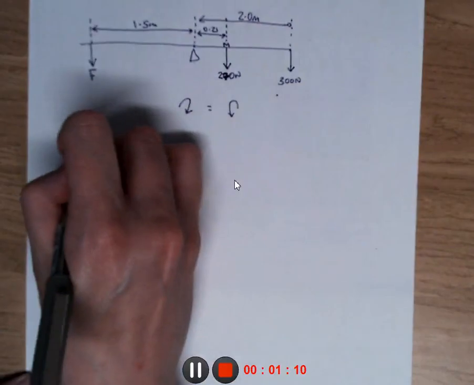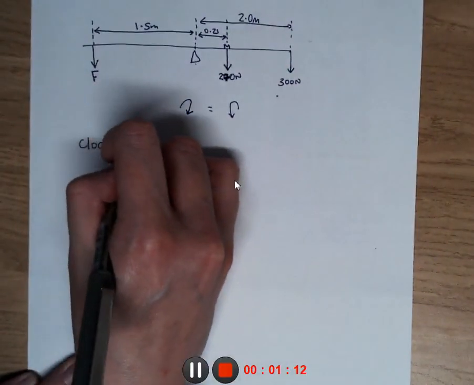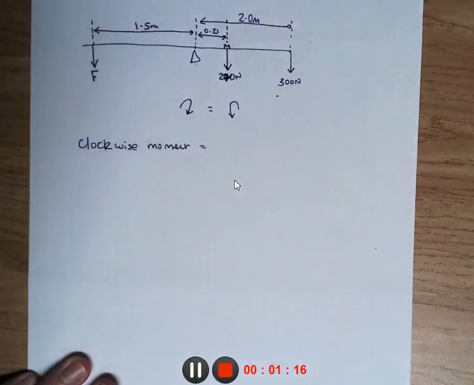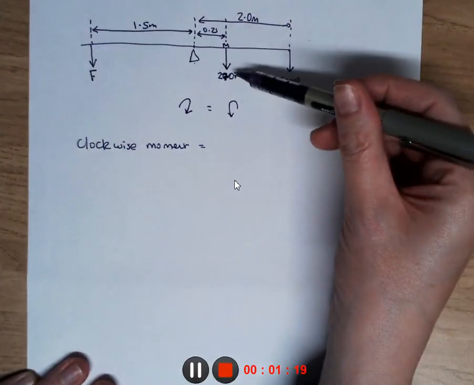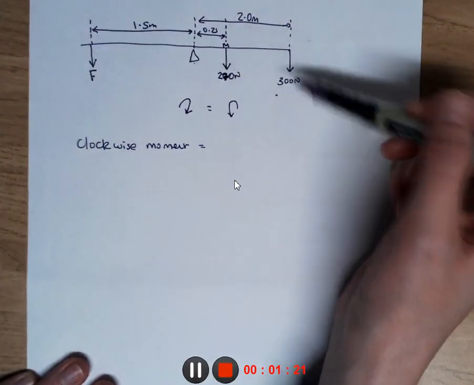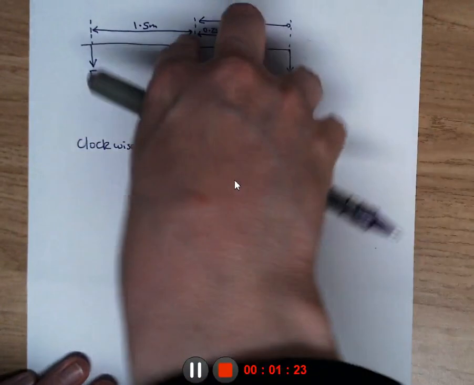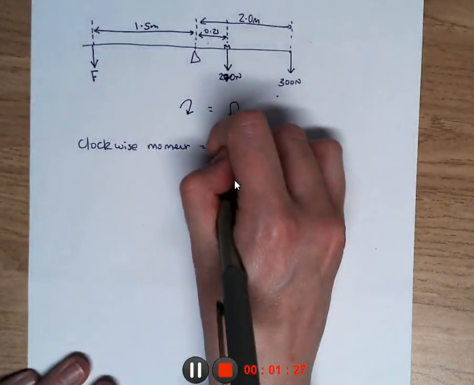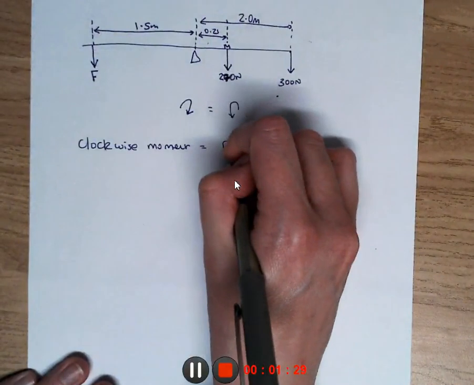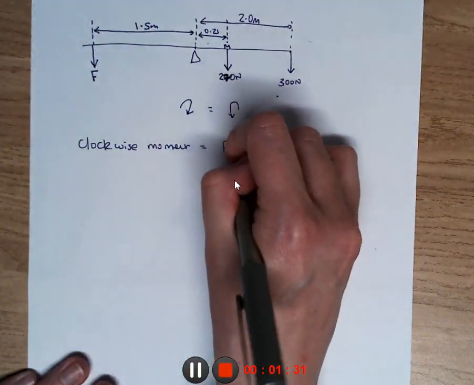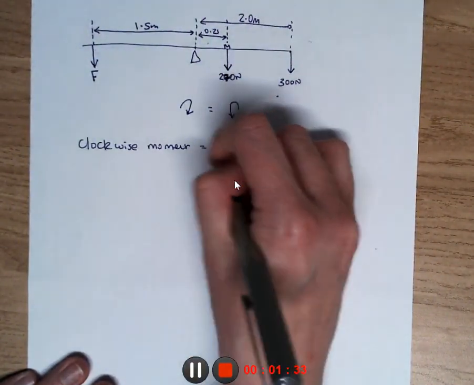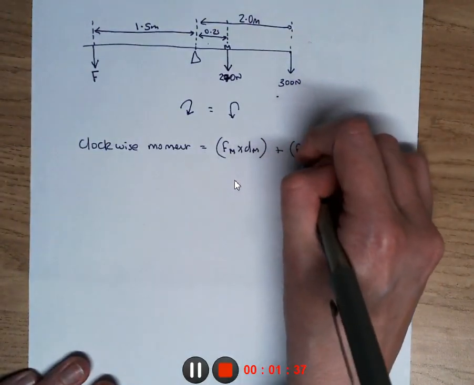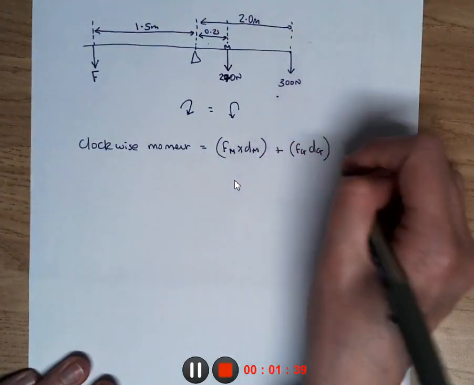So we're going to look at the clockwise moment now. Now the clockwise moment, okay, will be the moment caused by this force and the moment caused by this force, because they're both going to make this turn clockwise, okay? And we need the force at point M times the distance to point M, plus the girl's force, so the force of the girl times the distance to the girl.